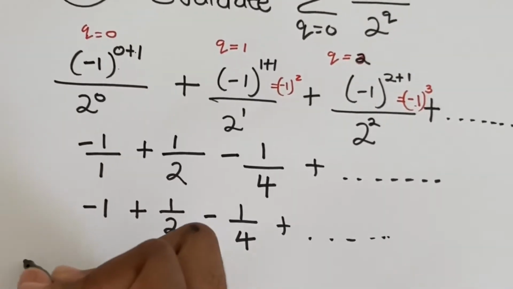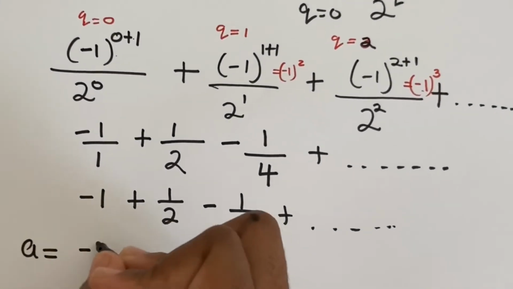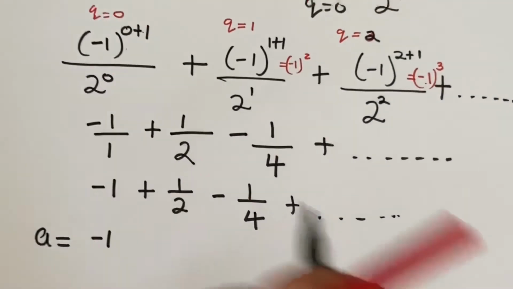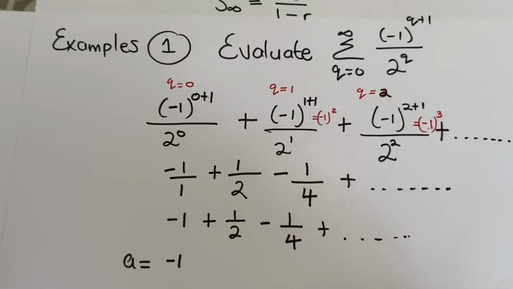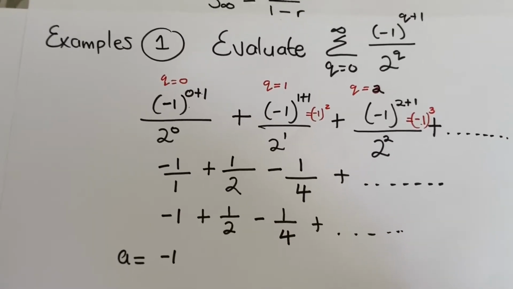So what does this mean? It means my a is equal to negative 1. Now I just need to find my r. How do I find my r again? Remember, we know this has to be a geometric progression. That is why I can find the sum to infinity of it.